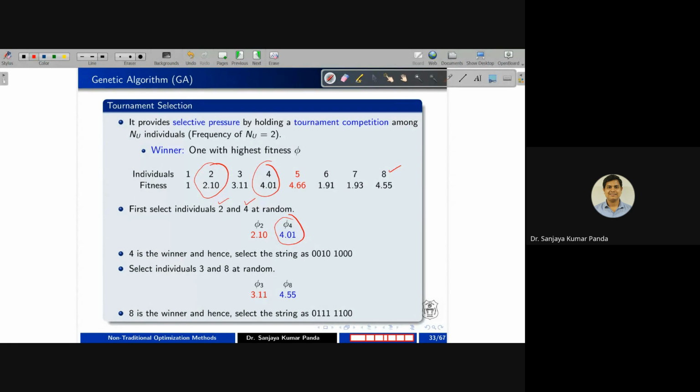Just like we maintain a point table in a cricket match, here also we are maintaining a table. Then 4 is the winner, so we select this string. So 4 is selected. Then there is a match between 3 and 8. 3's fitness is 3.11, 8's value is 4.55. Who is the winner? Obviously 8 has more value and it is a maximization problem. So that is better. So we select 8 as the winner and select that particular string.